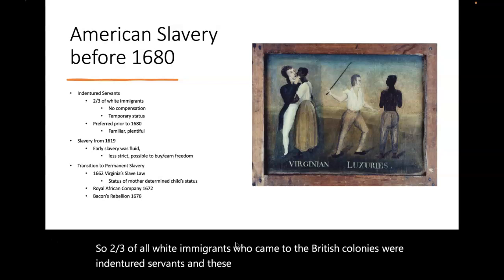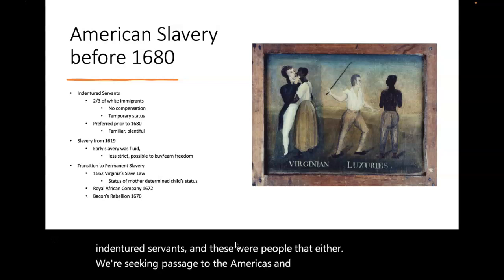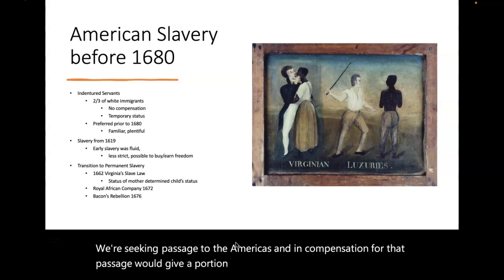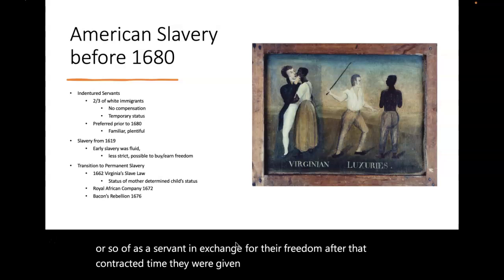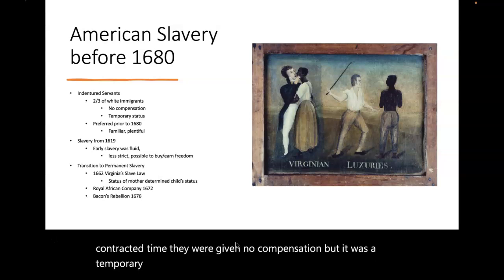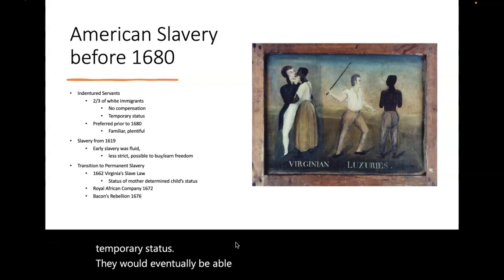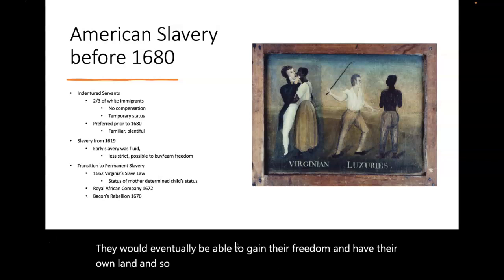And these were people that either were seeking passage to the Americas, and in compensation for that passage would give a portion of their life, up to 7 years or so, as a servant in exchange for their freedom after that contracted time. They were given no compensation, but it was a temporary status. They would eventually be able to gain their freedom and have their own land and so forth. So this was the preferred form of labor prior to 1680.